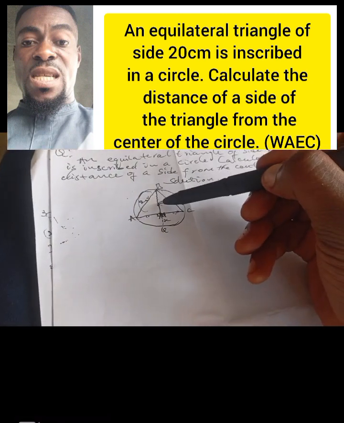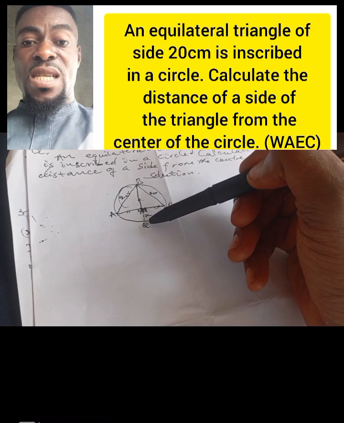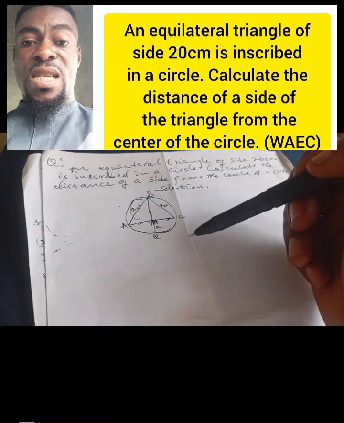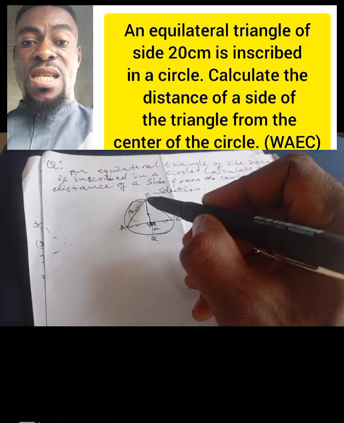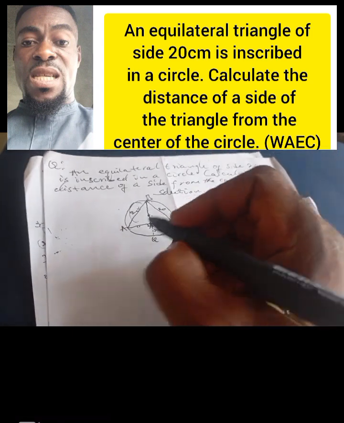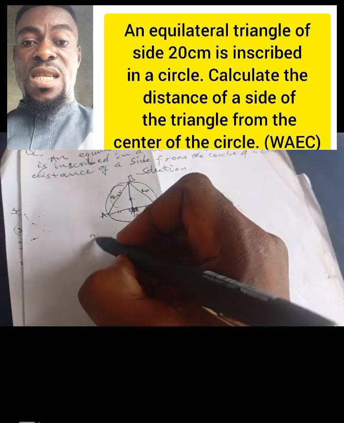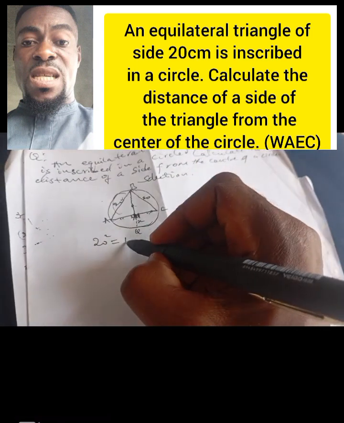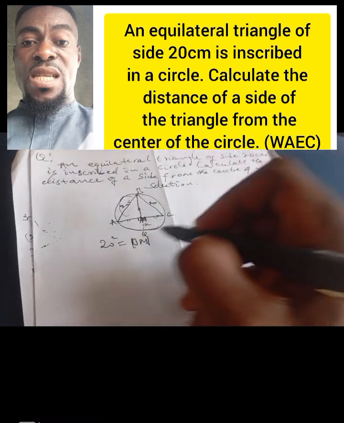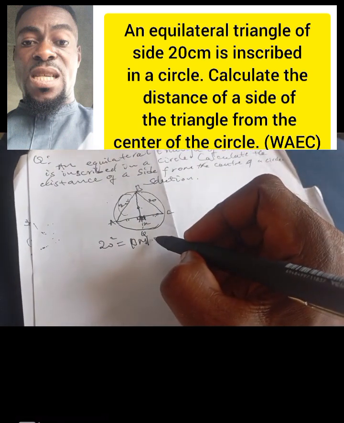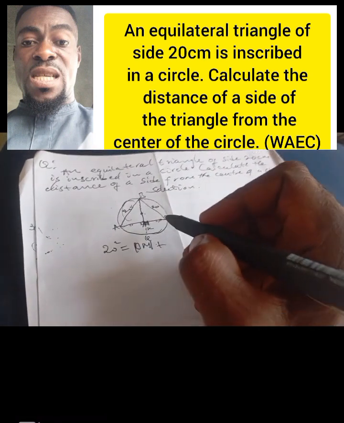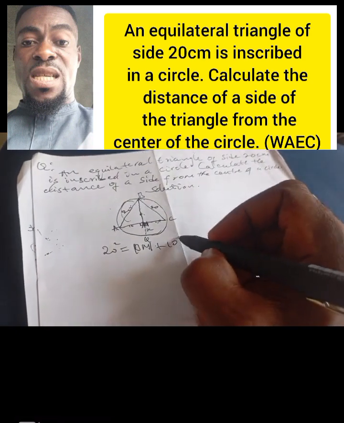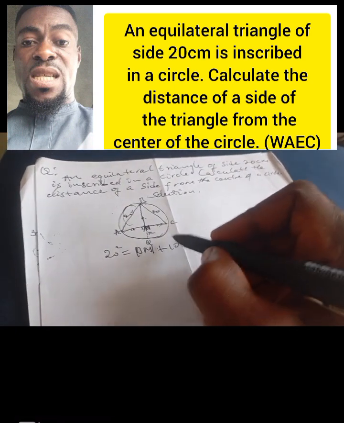If we get this line, what we just need is to complete this, find the value of x, then we subtract it from this very one, and that will give us what we are looking for. So let's first of all find the line BM. BM, using Pythagoras, 20 squared, which is this line, is equal to BM squared plus AM squared, and AM is 10.